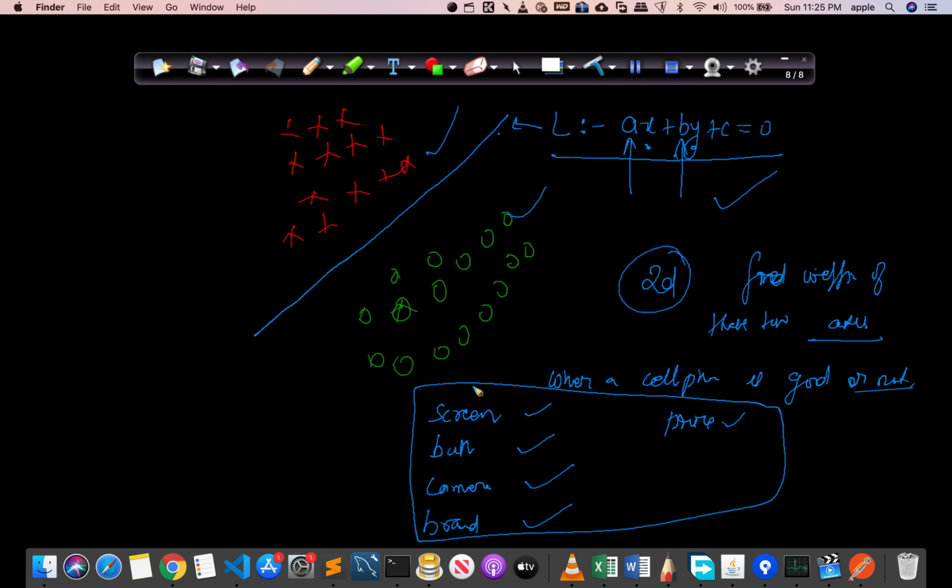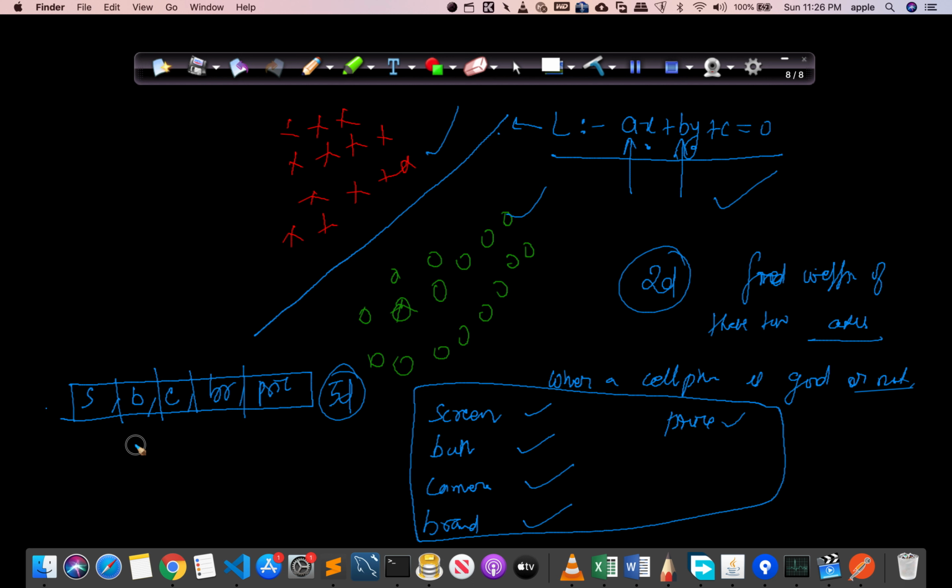Now you can easily see that this is not two-dimensional, because the properties of an object get converted to dimensions. To represent a cell phone, we will have the screen size, the battery, the camera, the brand, and the price. These are the features of a cell phone. So we cannot plot this in 3D or even in 4D, because this is five-dimensional data. In order to classify whether a cell phone is good or not, we cannot draw a simple line, because a line only works in 2D. We will have to draw something else.